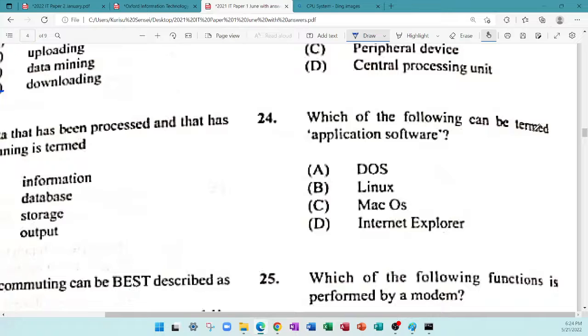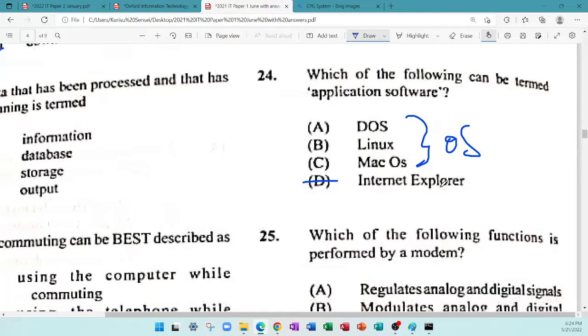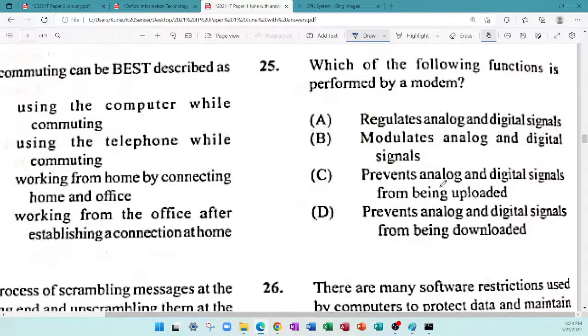Which of the following can be termed application software? Internet Explorer. Correct. Because the rest is what? Operating system. Good. So the rest are operating systems: DOS, Linux, Mac OS.